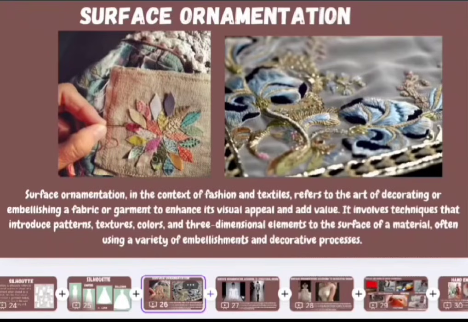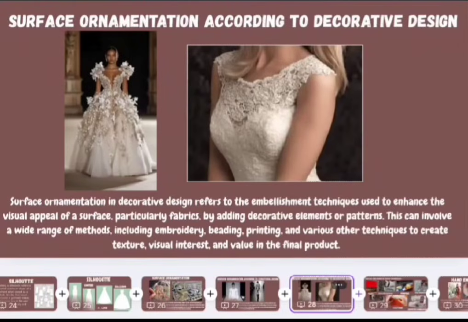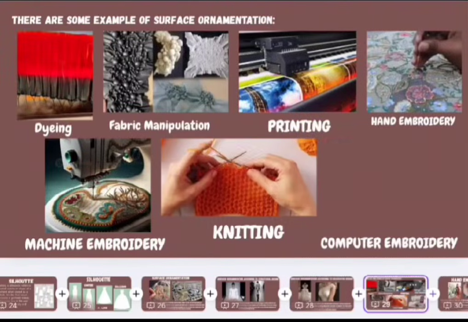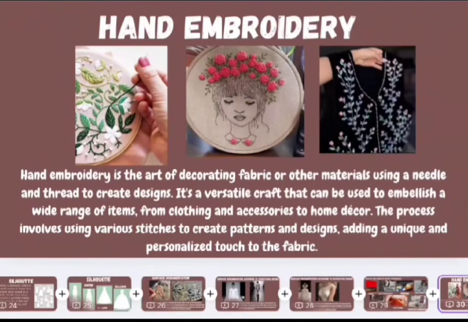There are 2 types of surface ornamentation: surface ornamentation according to structural design, and surface ornamentation according to decorative design. There are some examples of surface ornamentation: dyeing, fabric manipulation, printing, hand embroidery, machine embroidery, knitting, computer embroidery, etc.